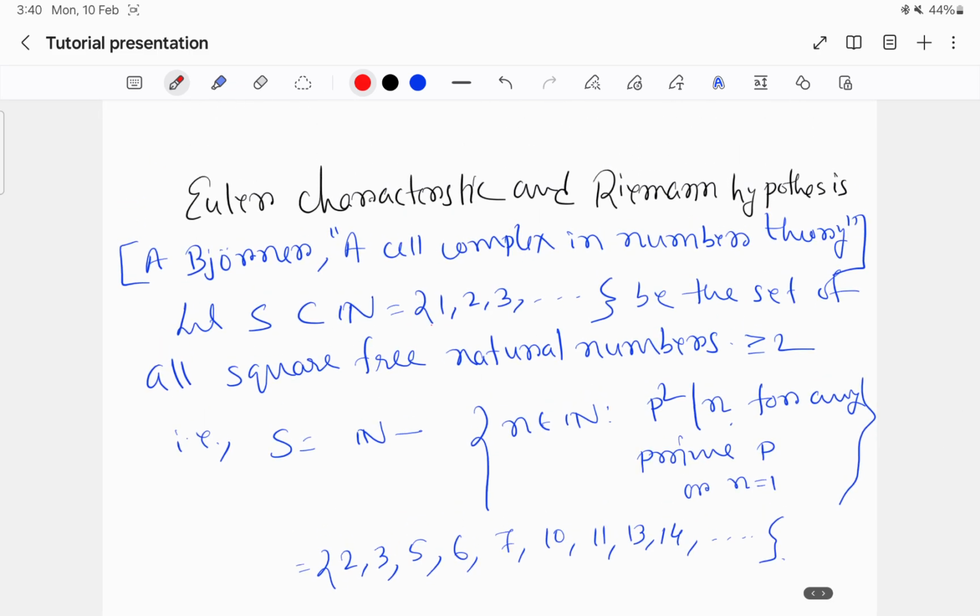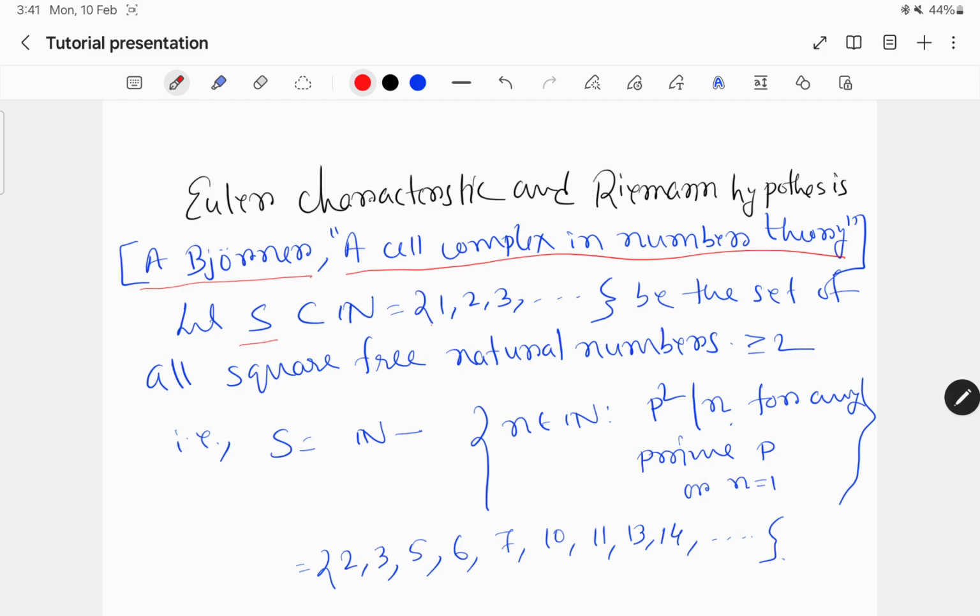And now finally, we'll talk about the Euler characteristic and the Riemann hypothesis. This is a very interesting result, I will say. This is due to A. Björner, from the paper A Cell Complex in Number Theory.